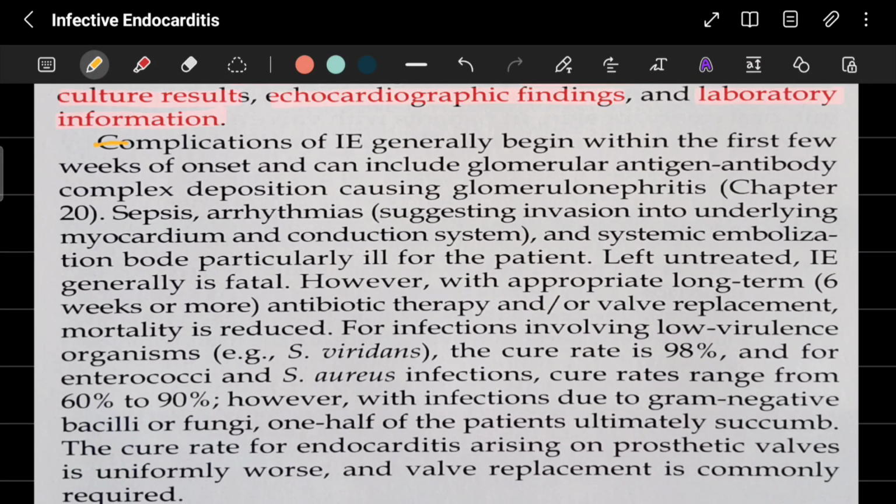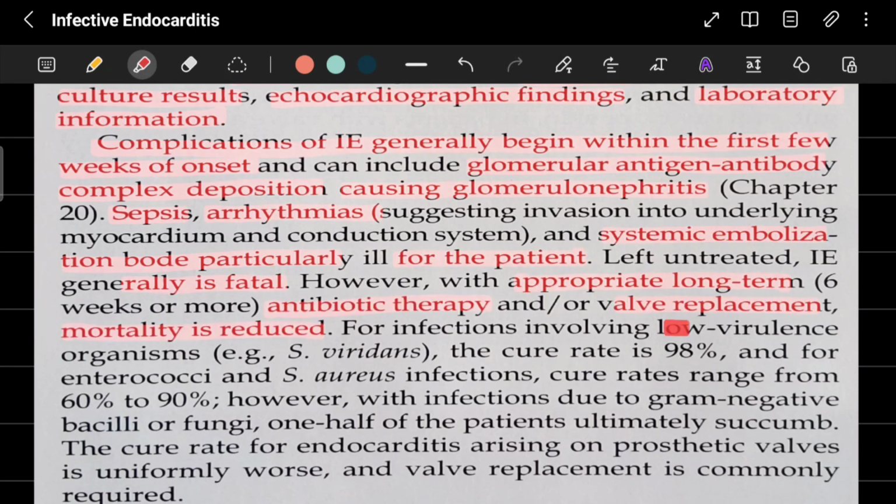The complications of infective endocarditis generally begin within the first few weeks of onset and can include glomerular antigen-antibody complex deposition, causing glomerulonephritis as well. Sepsis, arrhythmias, and systemic embolization bode particularly ill for the patient. If left untreated, infective endocarditis generally is fatal. However, with appropriate long-term antibiotic therapy and or valve replacement, mortality is reduced.